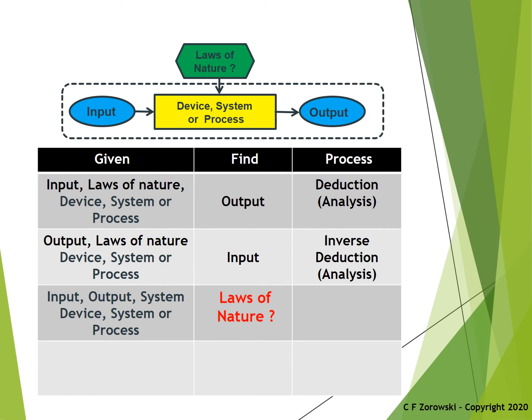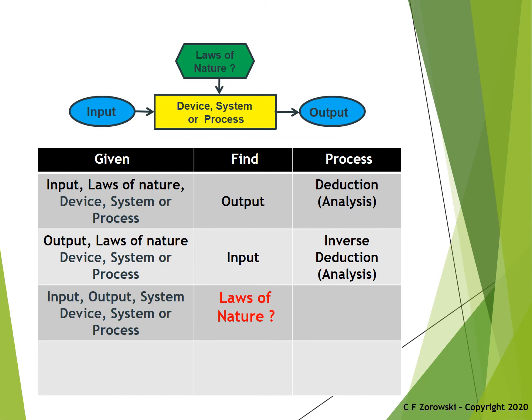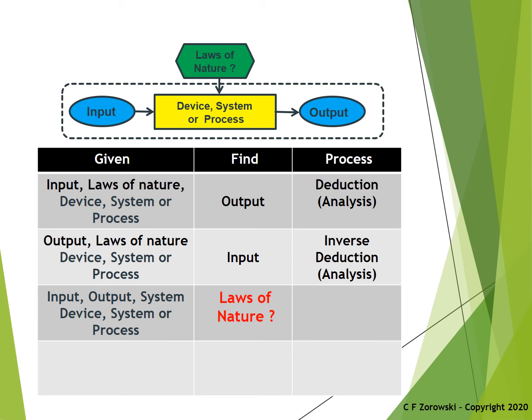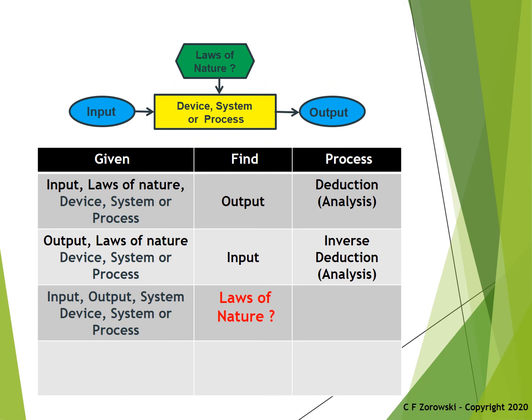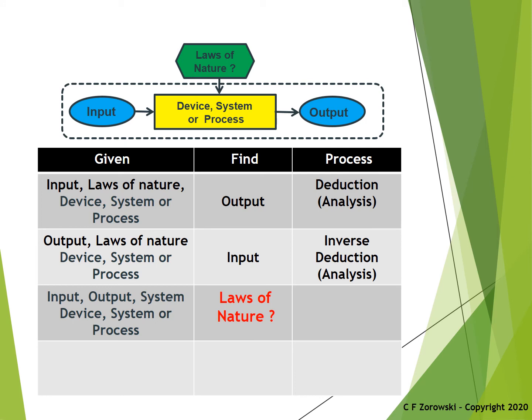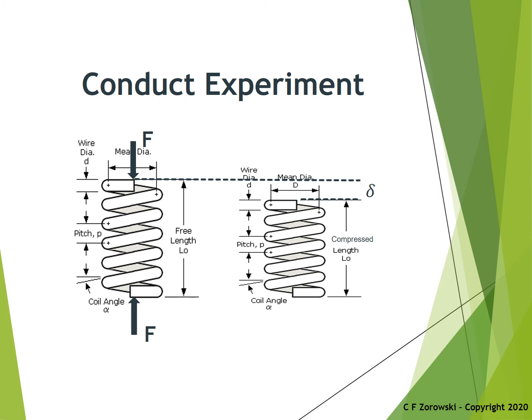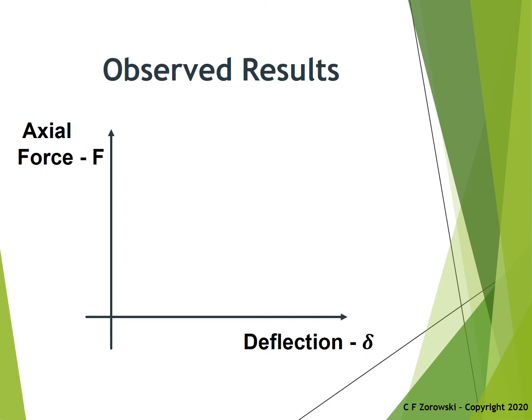The third combination of elements is one in which the physical system is known, the output produced by a specific input can be observed, and it is the laws of nature that are unknown and desired. Using the spring example again, the process is to conduct a physical experiment on the spring. A series of known compression forces are applied and the resulting deflections measured and recorded. This measured data is then plotted on a graph of force versus deflection.